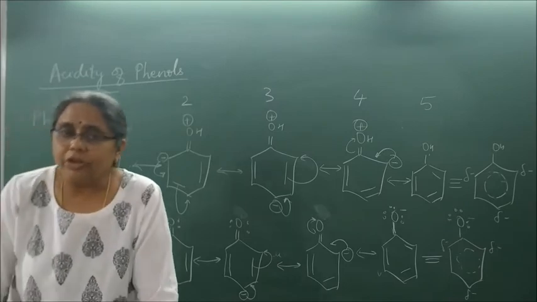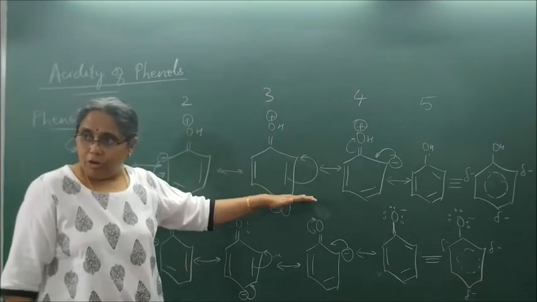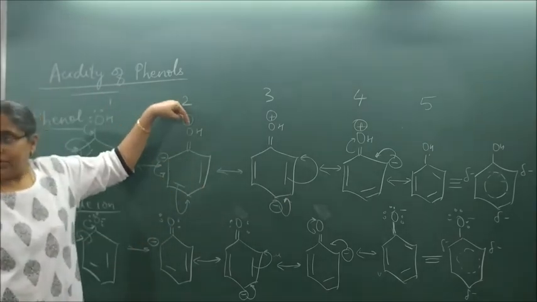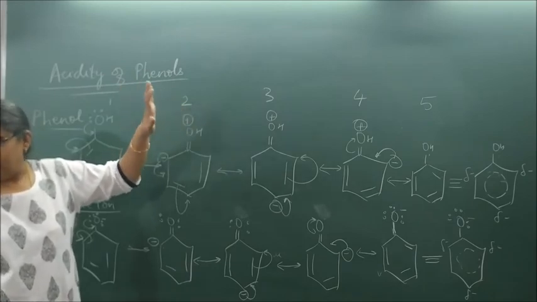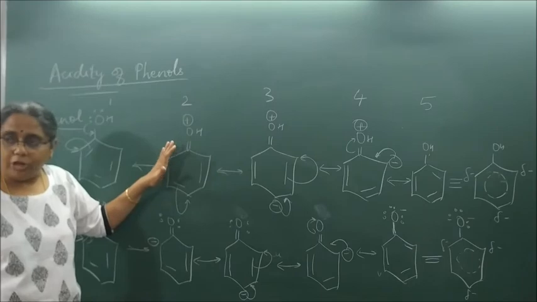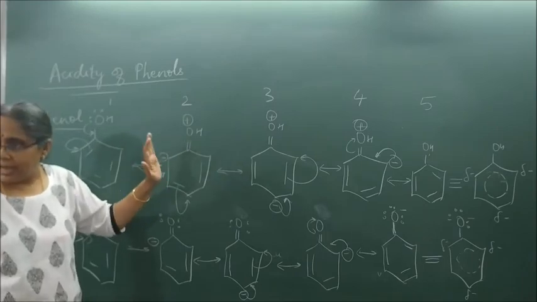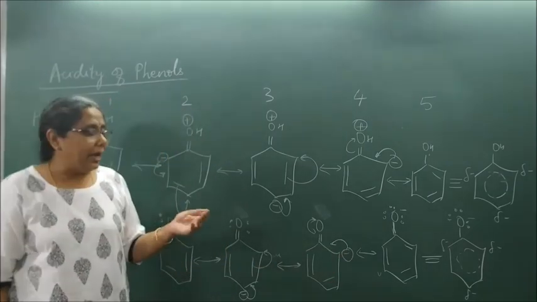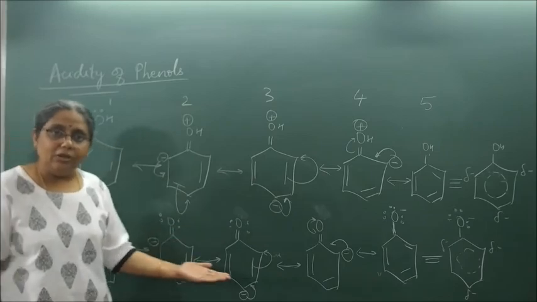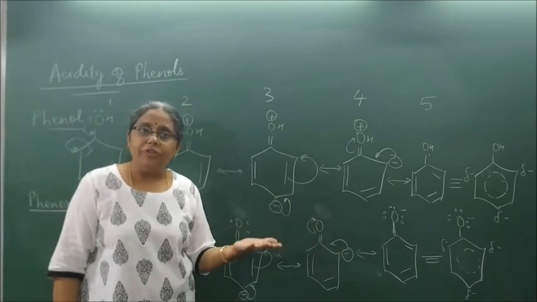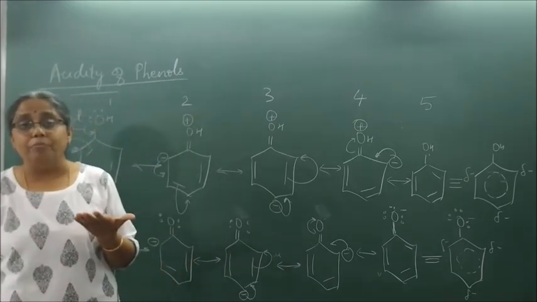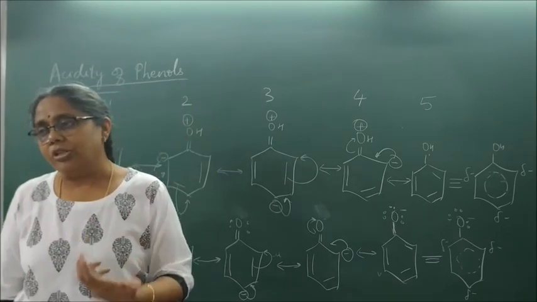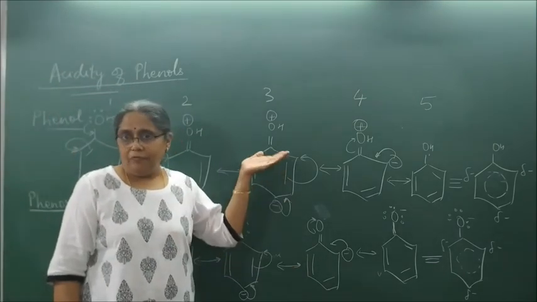In structures 2, 3 and 4 of phenol, there is charge separation, as well as the electronegative oxygen gets a positive charge, which destabilizes the phenol molecule, and hence phenol is less stable. In phenoxide ion, there is no charge separation, and the electron gets delocalized in the benzene ring, which gives stability. As we know, one of the most important aspects of delocalization or resonance is stability. Hence, phenoxide ion is more stable than phenol.